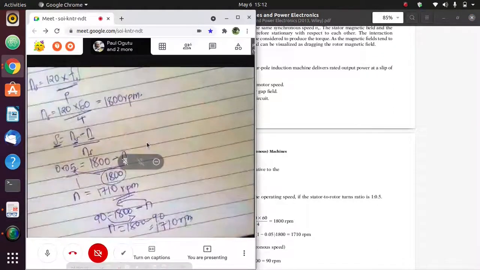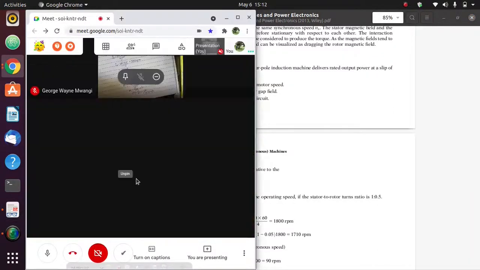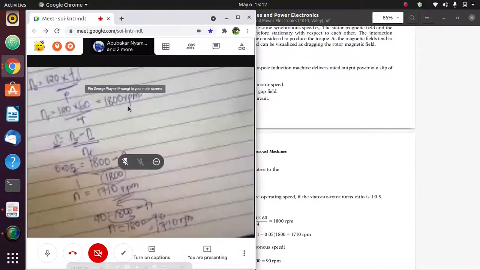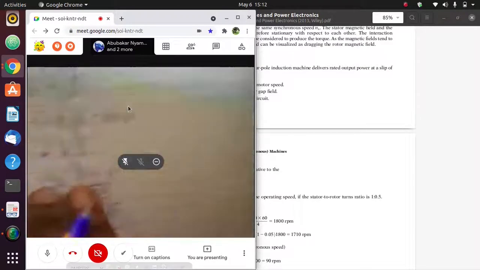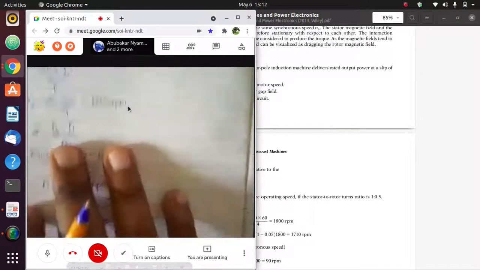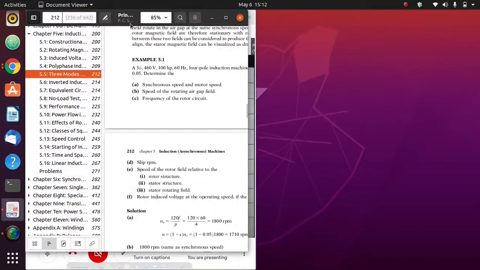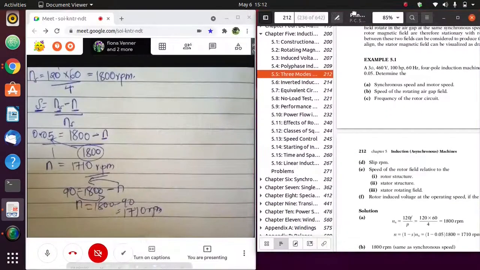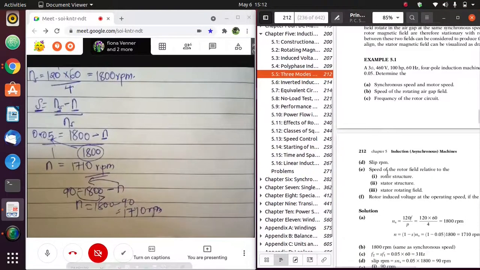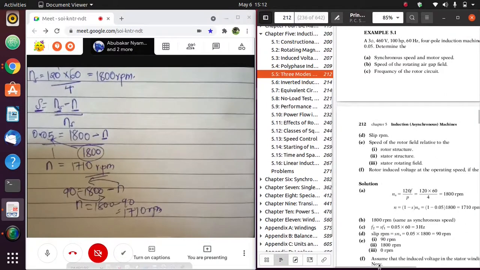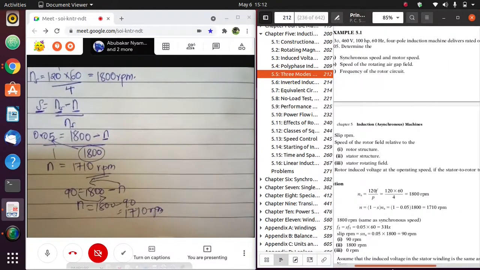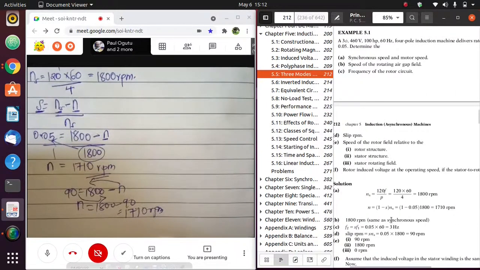What will be the speed of that rotating air gap field? Tell me. What will be the speed of the rotating air gap field? Remember, we have been saying that the magnetic field produced by the stator rotates at synchronous speed. So what will be the speed of the rotating air gap field?